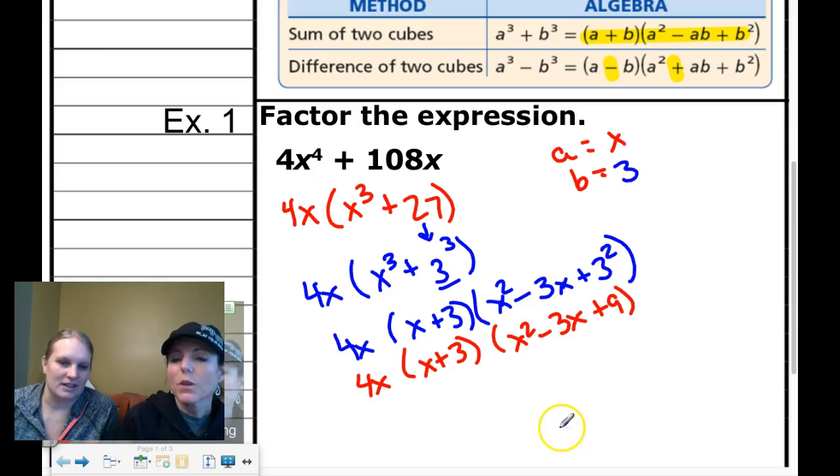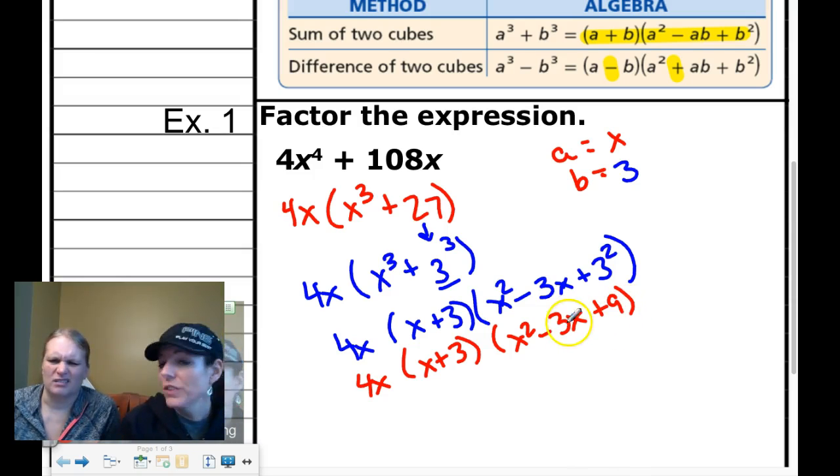Let's factor that. Well, let's think. Can we? We need two numbers that will multiply to 9. That's 3 and 3, and 9 and 1. They'll never add to negative 3.